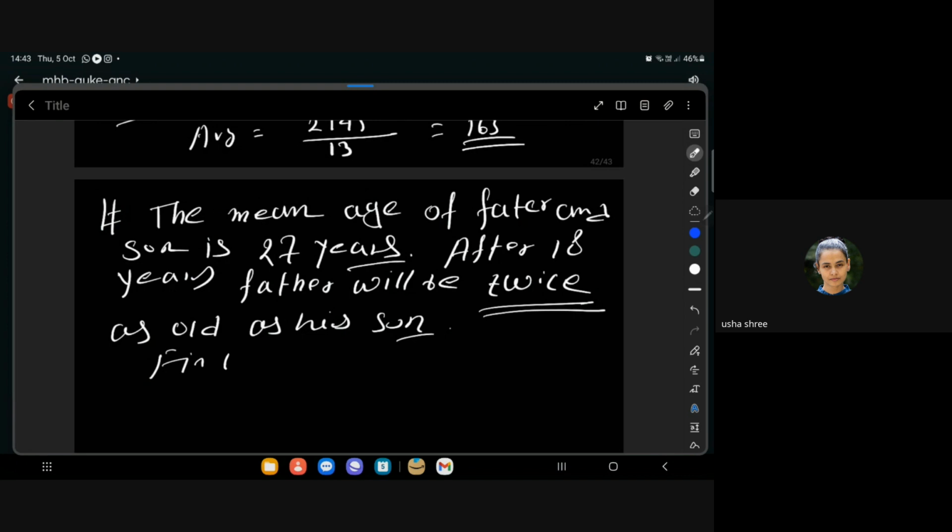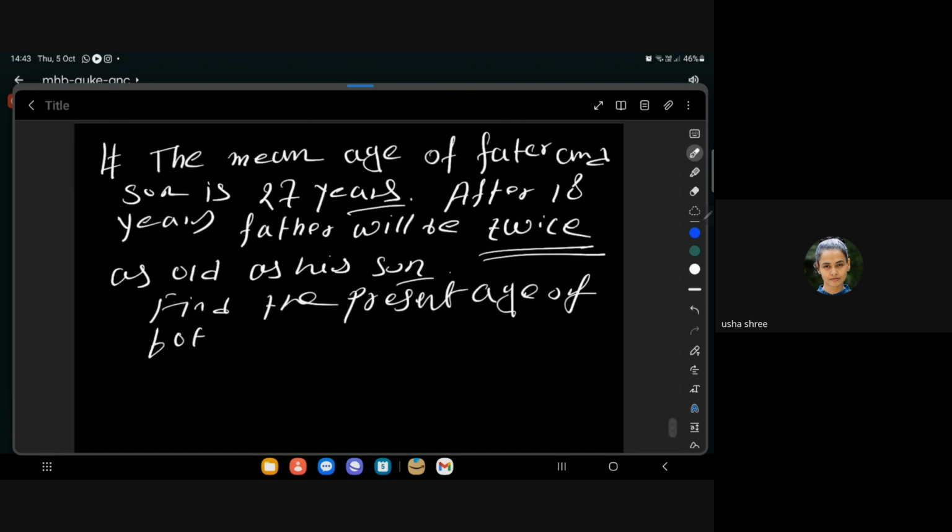Find the present age of both. The question is: the mean age, or the average age, of father and son is 27 years. And after 18 years, father will be twice his son. Father's age will be twice his son's age. Find the present age of both.